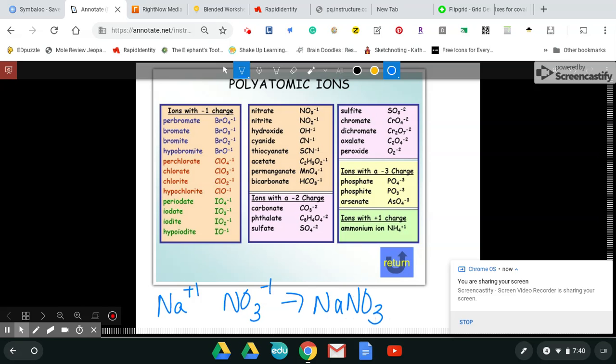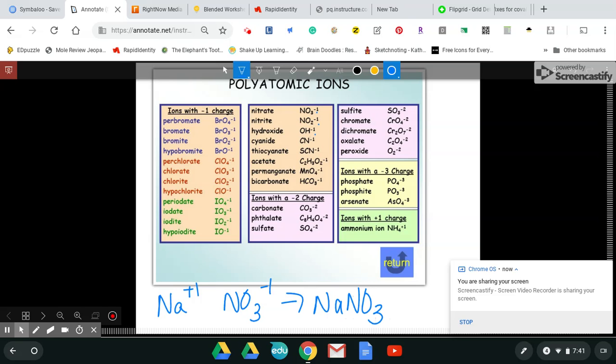Okay, so here's the thing. You're not going to have to memorize these because you're going to be given a list in your reference table. So you've got these, but you do have to know how to use them. These little numbers up here tell you what the charge is. All right, so let's do another one.